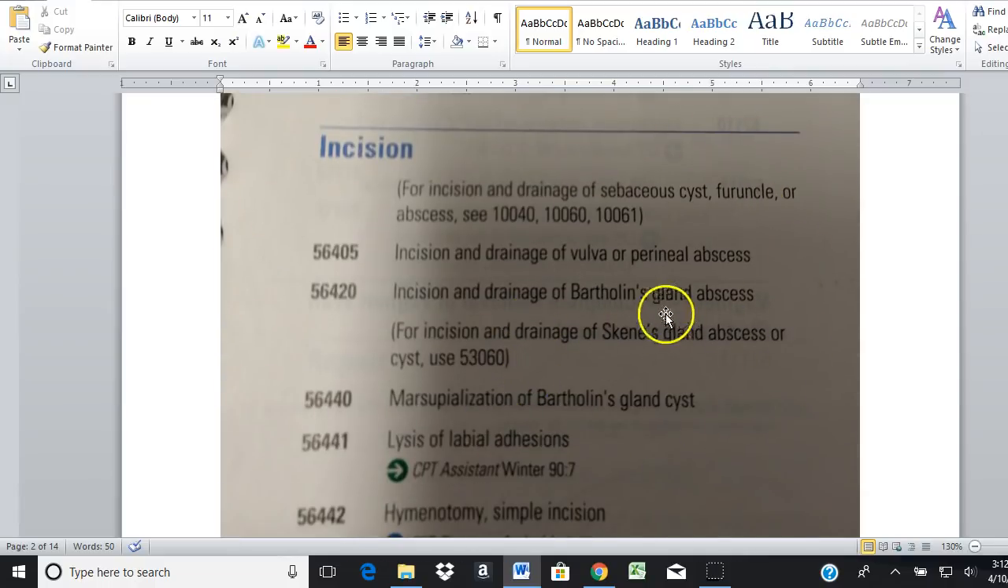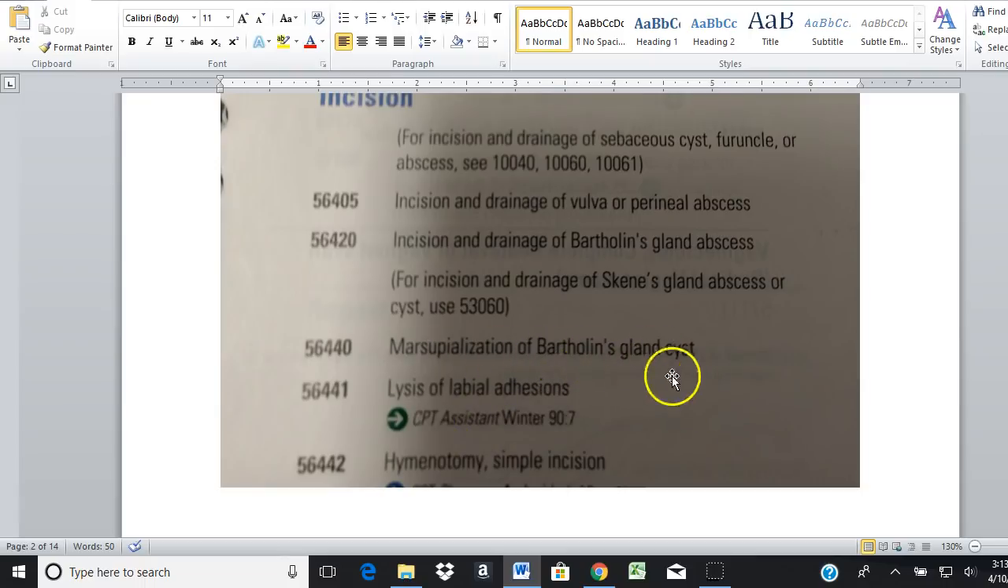So right here, we have to be careful. The Bartholin's glands are the glands on either side directly inside of the vagina. But you'll see the notation here for incision and drainage of a Skene's gland abscess or cyst. Use 53060 because the Skene's glands sit right inside of the urethra. So we need to be careful. Again, a lot of times because they're so close together in the female genital system, people confuse the Skene's and the Bartholin gland. They are in separate sections because one is considered inside the urinary and one side is considered inside the female genital. We're also going to see things like this one, marsupialization of a Bartholin's gland cyst.